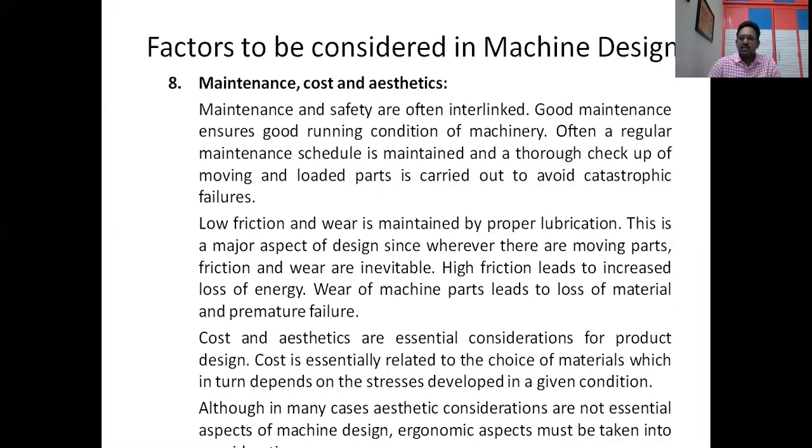There are other factors also, but we will not be going through them in detail. So we'll stop here, and we will be discussing some more of this topic, the design procedure, how to design a product, in the next class. But these are the things that we have to consider when we design.